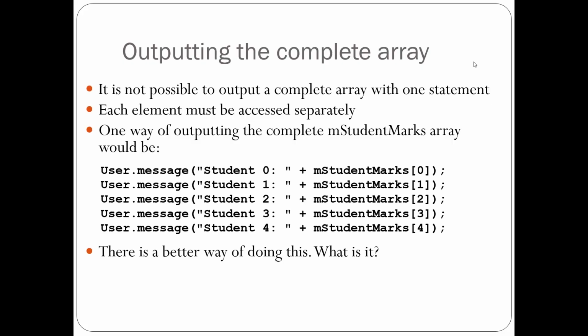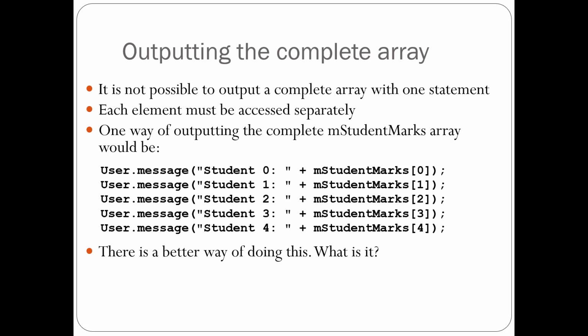Let's just consider that instead of outputting one set of results for one student at a time, what if we wanted to output the entire array? It's perfectly feasible. Someone could say, show me a list of all the results for all the students in that class. From what we know so far, there's absolutely nothing wrong with doing it this way. We just have 5 consecutive user.message statements which would output the value of student 0, 1, 2, 3 and 4. That's okay as long as you've only got a few students.